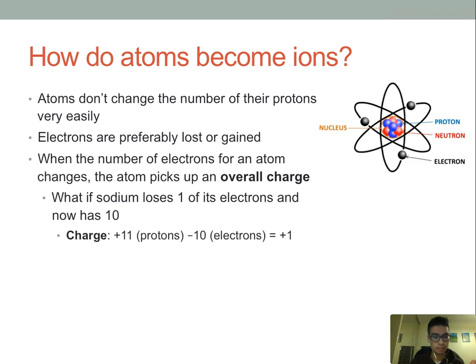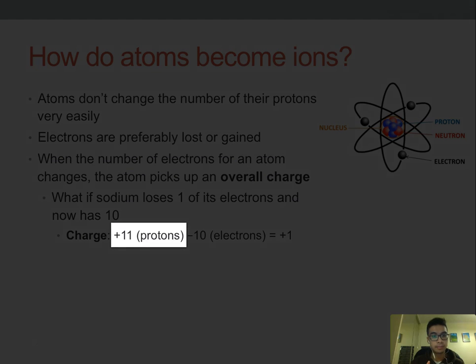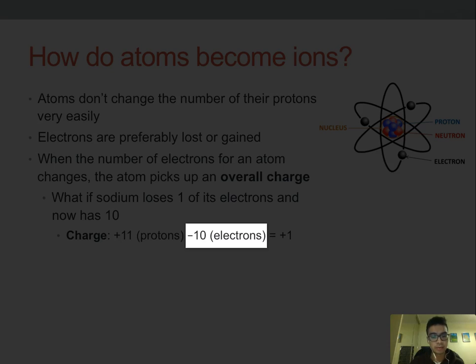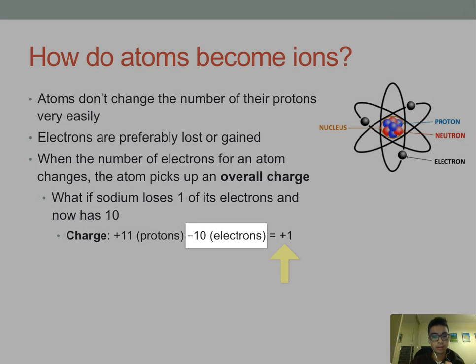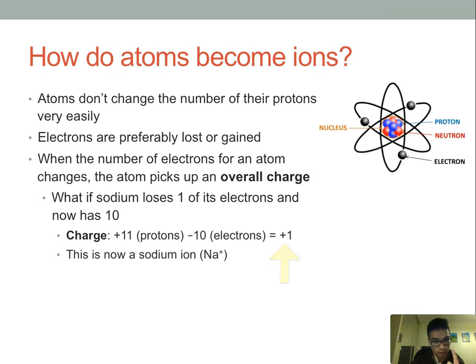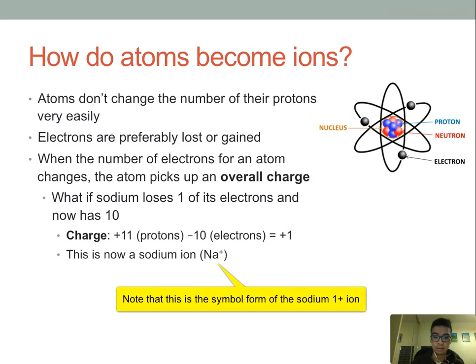So sodium has a total of 11 protons still, because the number of protons hasn't changed, and that amounts to an overall positive 11 charge from the protons, but then when we add a negative 10 charge from the electrons, we get an overall positive 1 charge. So now we have a sodium ion. An ion is basically an atom that has gained a charge.